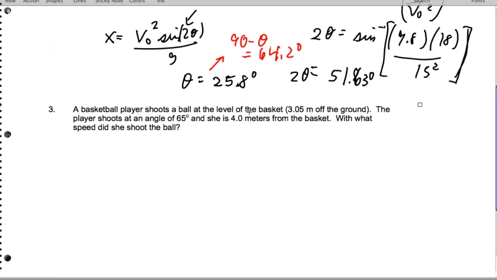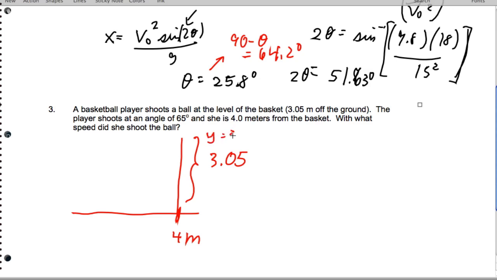Now for the third question. We have a basketball player shoots a ball at the level of the basket, and shoots at an angle of 65 degrees. And I think what they're trying to say is that they shoot the ball. So we're at 4 meters here. The height is 3.05. And this is x final, y final.